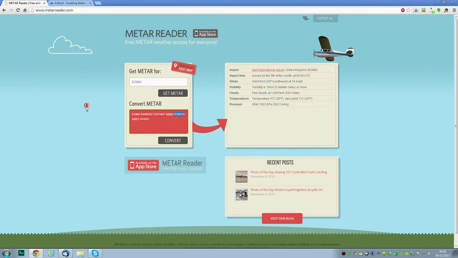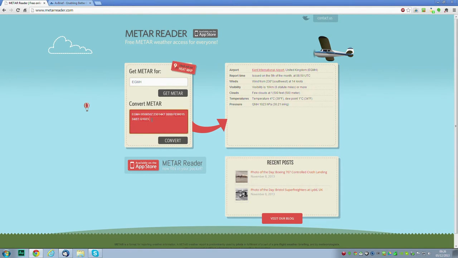So there's a few clouds at 1500 feet. And the temperature is 4 degrees Celsius, and the dew point is 1 degree Celsius. The reason we're interested in the dew point is that it's the point at which fog starts to form. The closer the actual temperature is to the dew point, the more likely we are to have fog. And because we're in the autumn, we are quite likely to have fog. So they're not too far away.